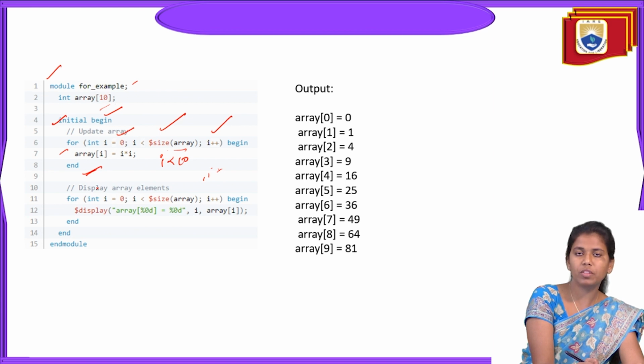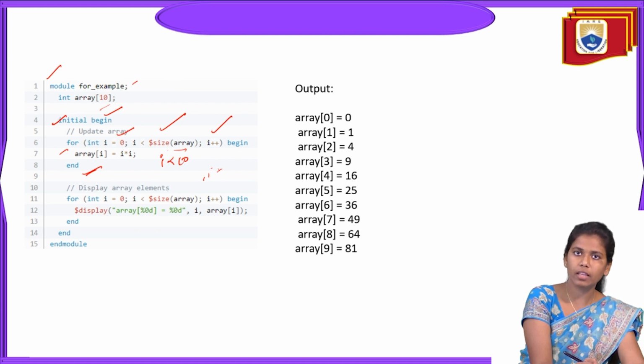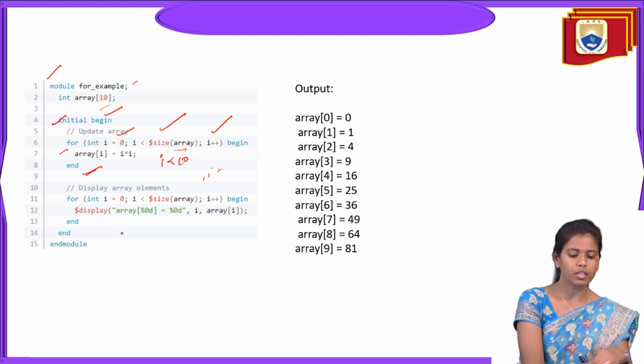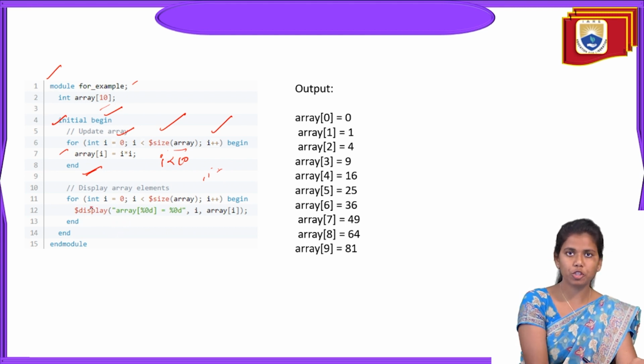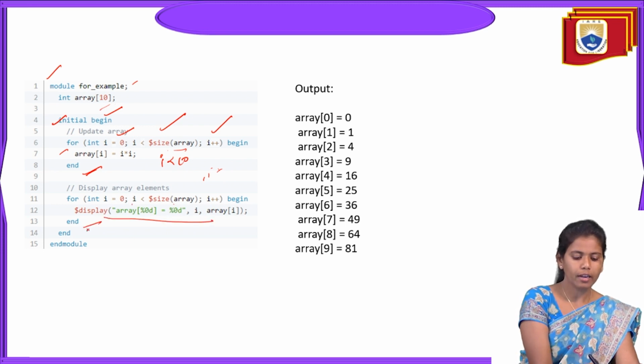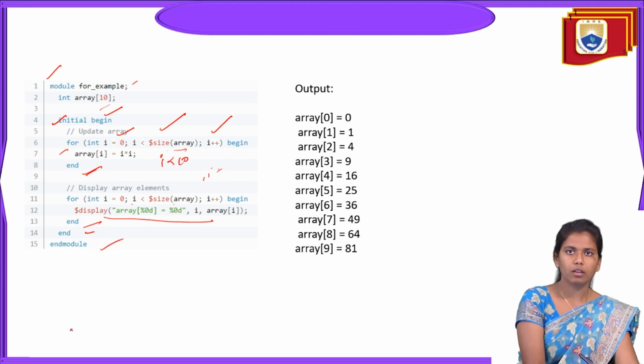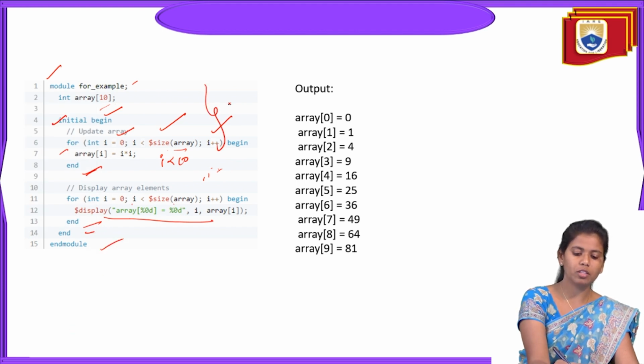This is the mechanism of initializing, condition and update. Following this, the next part is all about the display. The display of array elements with respect to the for loop goes I is equal to 0, I less than 10, and I plus plus. So the display, and then end, and endmodule. This part is all about the mechanism and this part is all about the display.